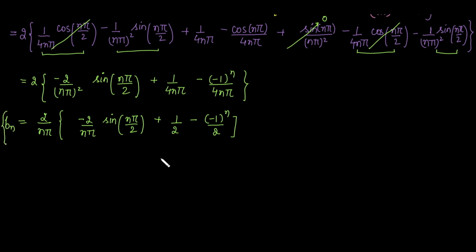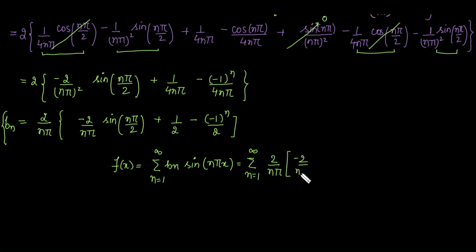Now the final Fourier series is f of x is equal to summation n from 1 to infinity Bn sine of n pi x. So this is equal to summation n from 1 to infinity Bn, that is 2 by n pi minus 2 by n pi sine of n pi by 2 plus half minus 1 raised to power n by 2 into sine of n pi x.